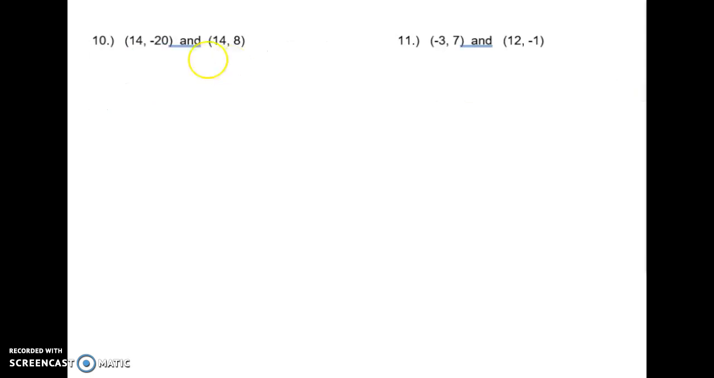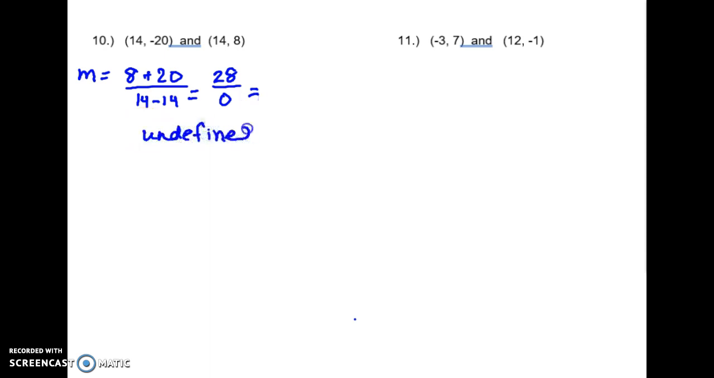Okay, moving on to number 10. Our slope is going to be 8 plus 20 divided by 14 minus 14. 8 plus 20, and I'm subtracting a negative, that's why it becomes plus, is 28. 14 minus 14 is 0. 28 divided by 0 is undefined. We can never divide by 0. So the answer is an undefined slope, and that should remind you it's actually going to be a vertical line.